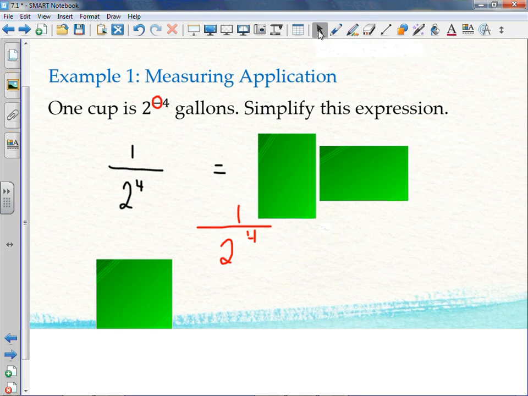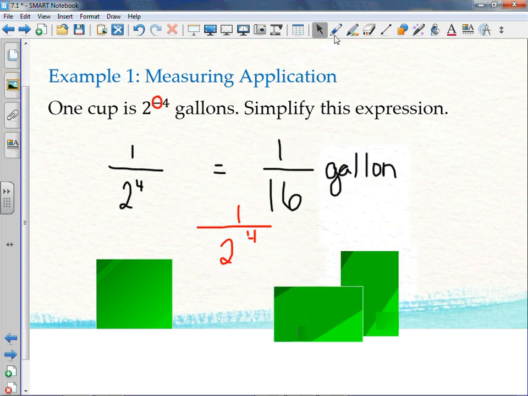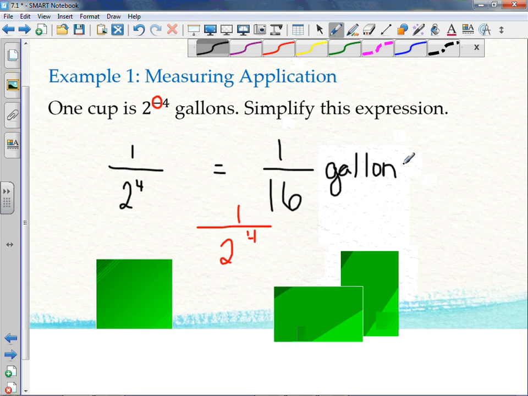We still have to simplify it though. We know 2 to the 4th is 2 times 2 times 2 times 2, which is 16, so the answer is 1 over 16. But we forgot units. And apparently the S.